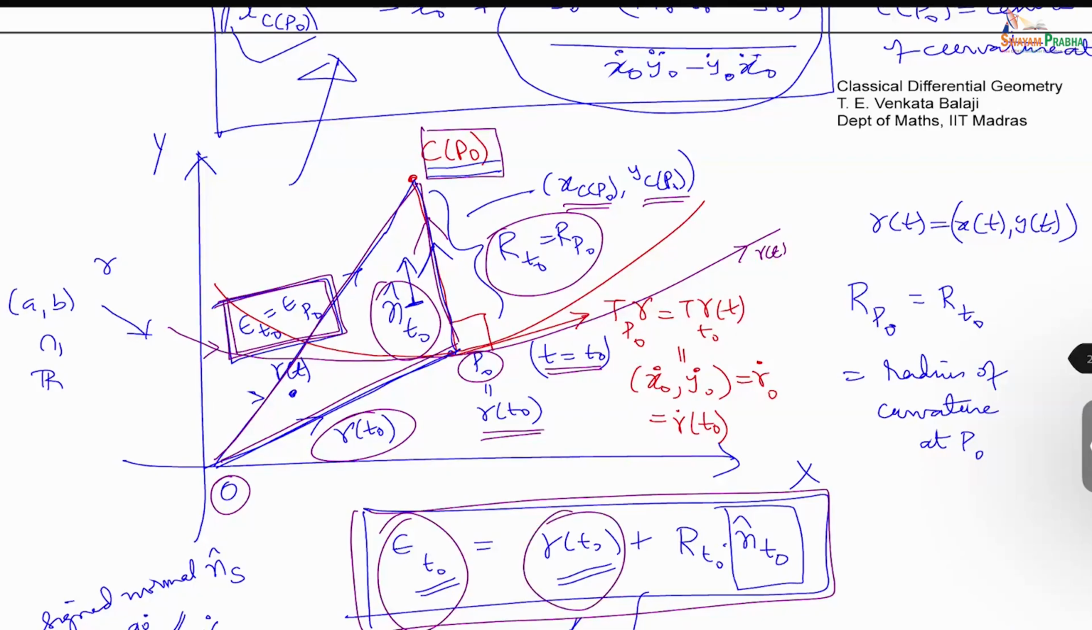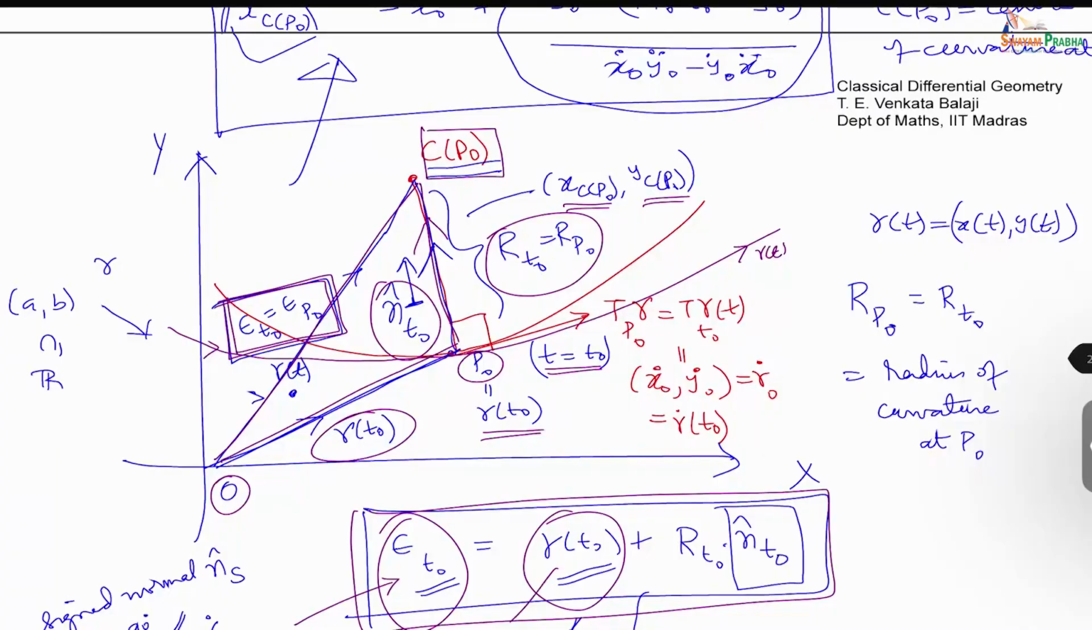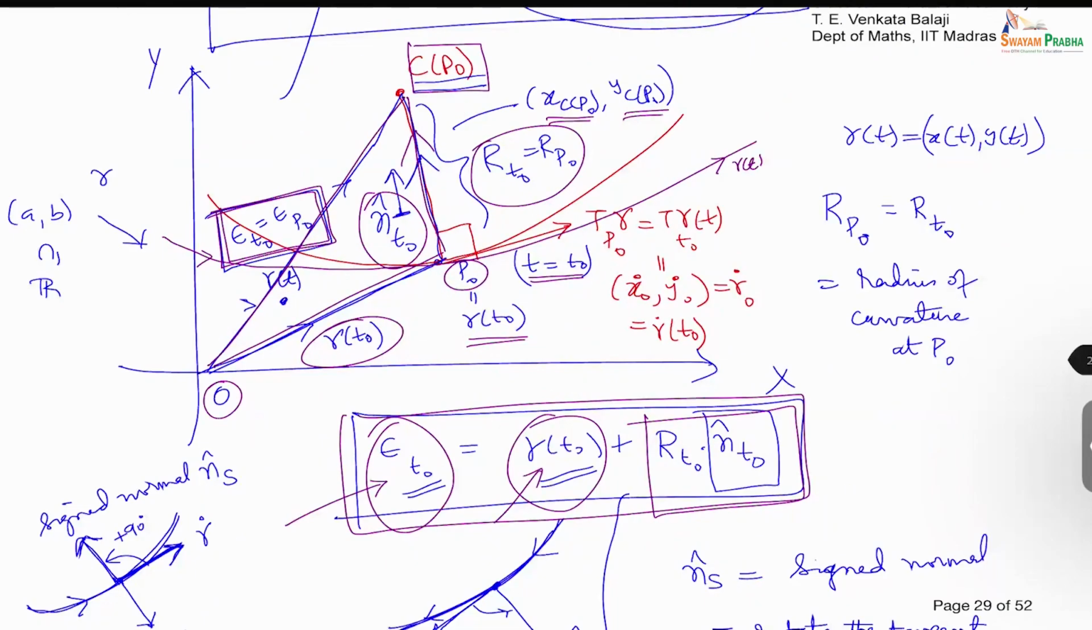Now you see there is this dual point of view, that any point on the plane you either think of as two coordinates or as a position vector with respect to the origin. So in that sense, this epsilon vector, which is the position vector of the center of curvature, is the gamma vector, which is the position vector of the point on the curve, plus this vector in the signed normal direction, and the length is of course the radius of curvature. This doesn't need anything. If you believe that there exists a circle of curvature, then you can write this down.